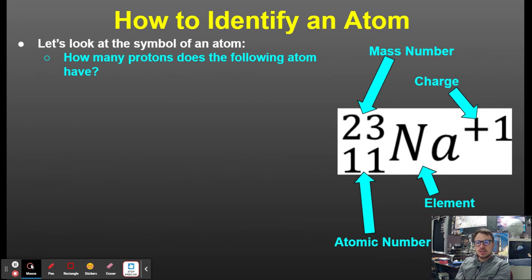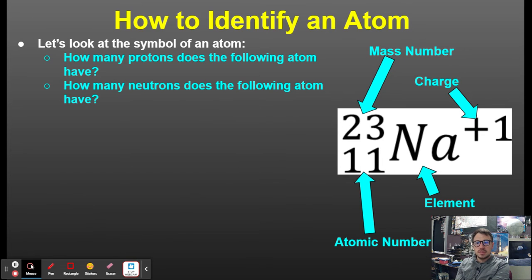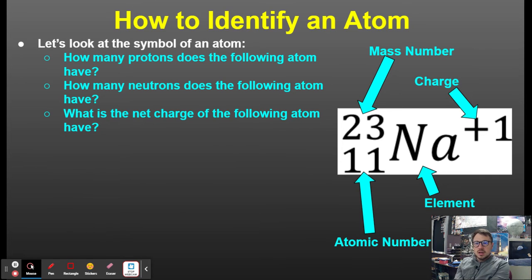So let's take a look at this one. How many protons does the following atom have? Well, that's the atomic number, so it's going to have 11. How many neutrons does the following atom have? Well, it's going to have 12, because you take 23 minus 11. What is the net charge of the following atom? Well, this one's a little bit tricky, because that positive 1 tells us I have one more proton than electron, and I know I have 11 protons. So if I have one more proton than electron, that means I have 10 electrons.